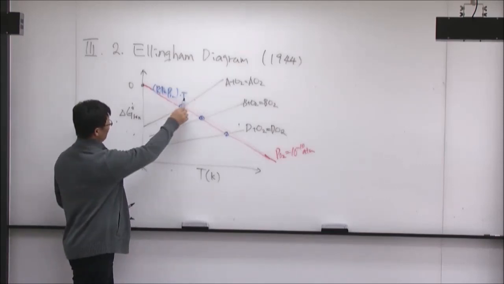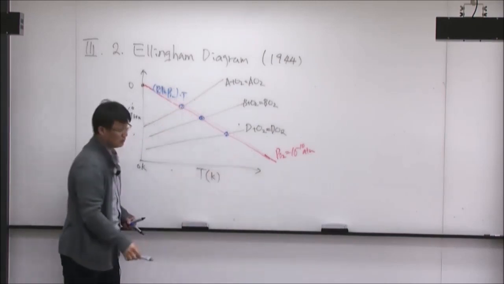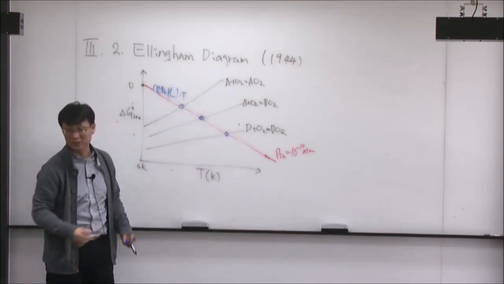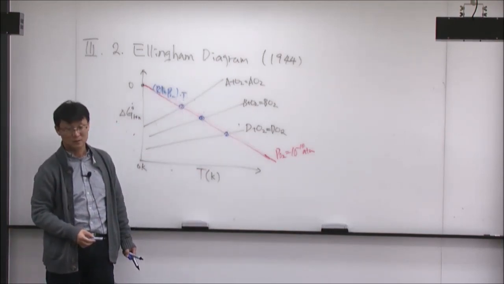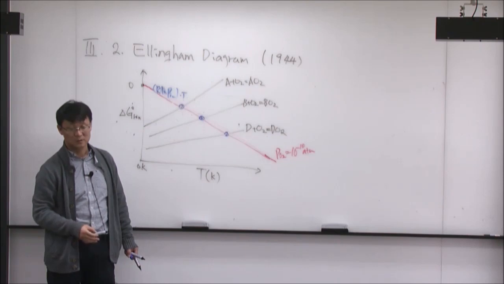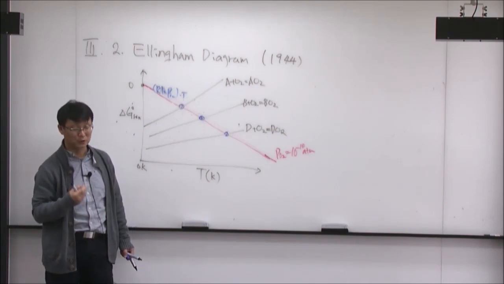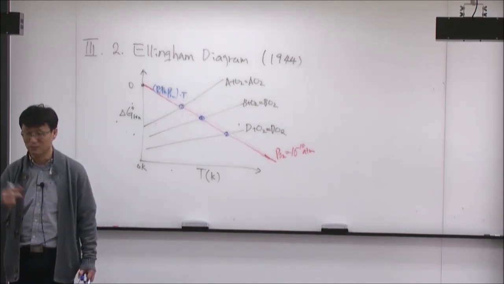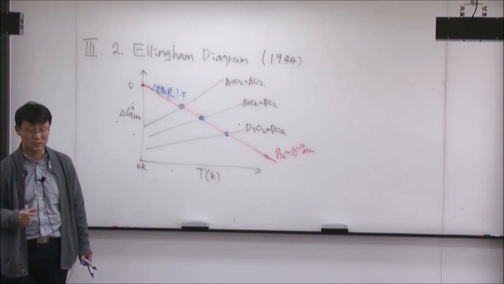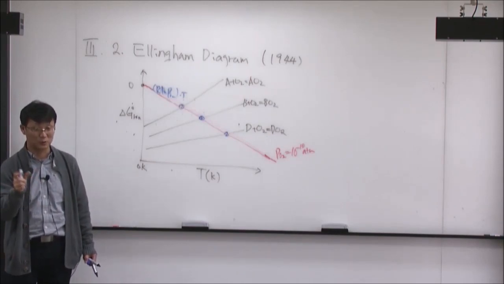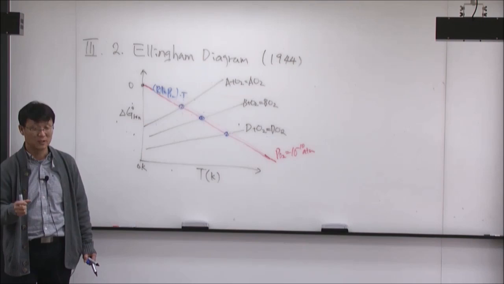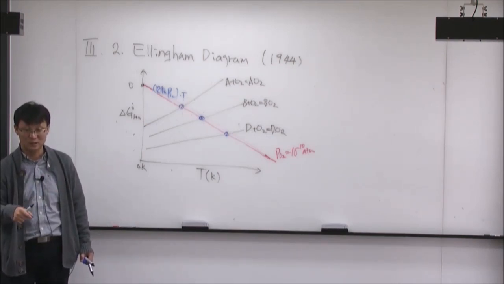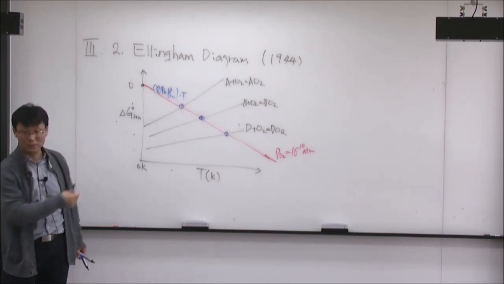So for this delta G naught, the partial pressure is 10 to the minus 10. For this, at this temperature, if you enter it, the partial pressure is 10 to the minus 10, and so on. So Ellingham proposed a way to read the partial pressure of oxygen for any metallic oxidation or reduction reaction in graphical form. Instead of doing a mathematical calculation, you can get it directly from the graph.